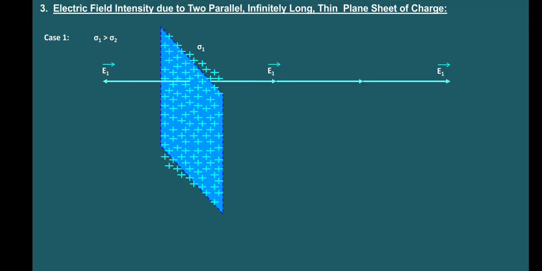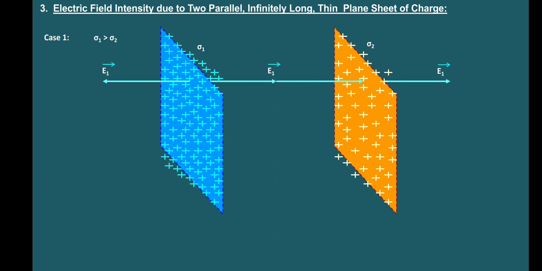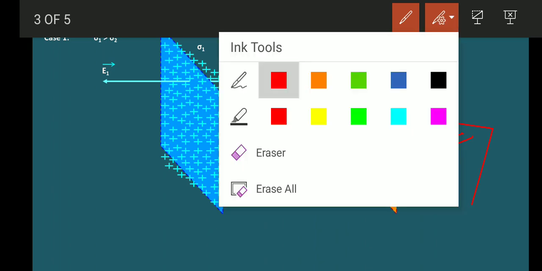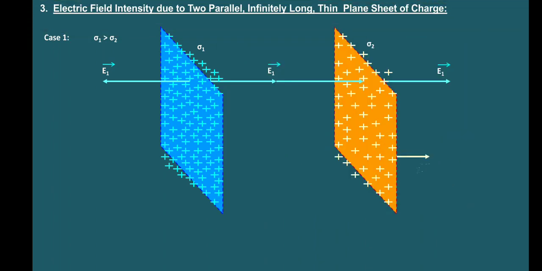The next sheet I am going to consider is also positive, and then the direction of the electric field is drawn. On this side the electric field will be acting in this direction, and on the other side the electric field will be acting in this direction. So this diagram is drawn like this.